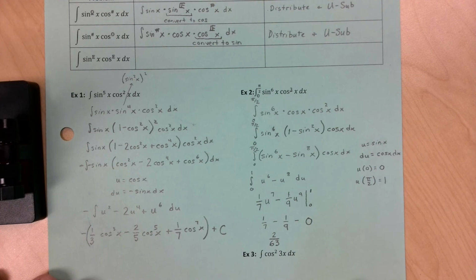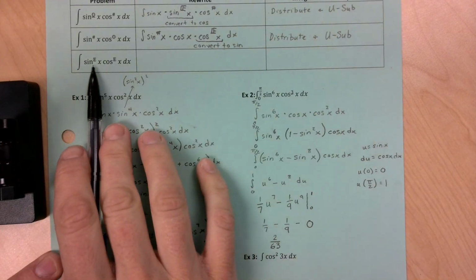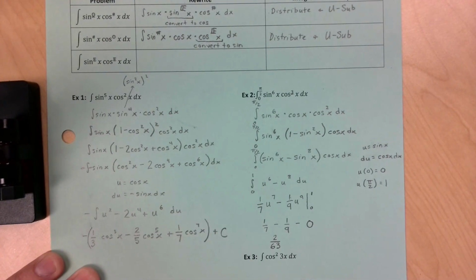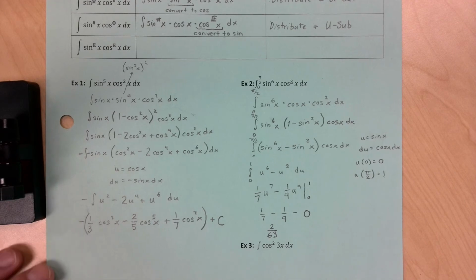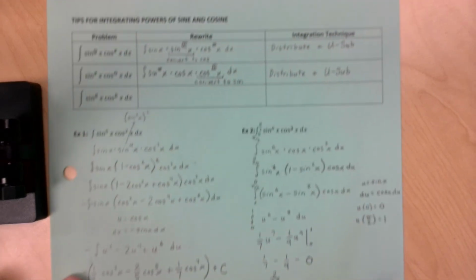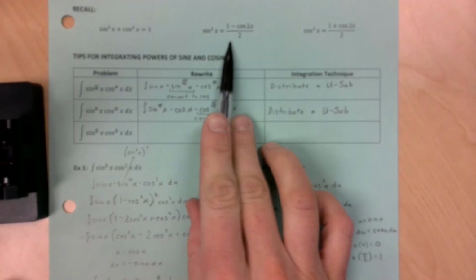Okay, last one. What happens if we have even-powered trig functions? Example 3, you will see we have an even-powered trig function. You will also notice there is no sine. Because there's no sine, we know u substitution is going to be a little interesting. Not possible in its current form. Well, this, folks, is where these two are going to come in.